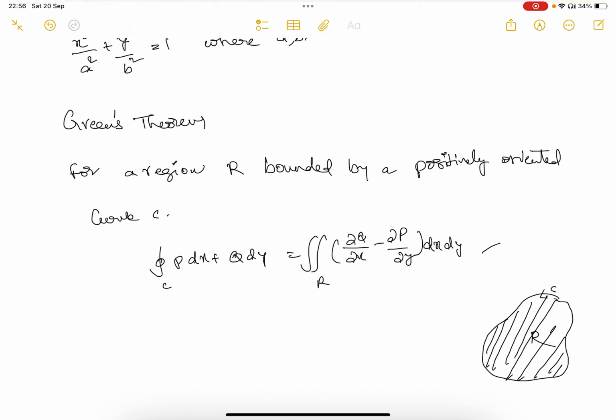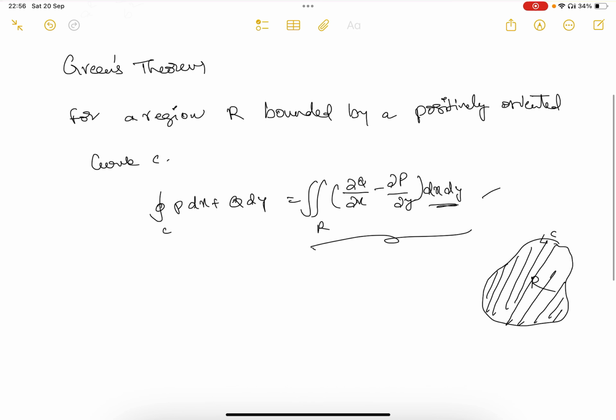Fine. As you can see in the right hand side here, this is dx dy, right? If you want to find the area, you need to integrate dx dy. So you need to make sure that dou Q by dou x minus dou P by dou y is some constant, so that it will come out of the integral. Then it will be the double integral of dx dy over the whole region, right? So let's try to take Q and P, the functions of x and y, such that this becomes constant.